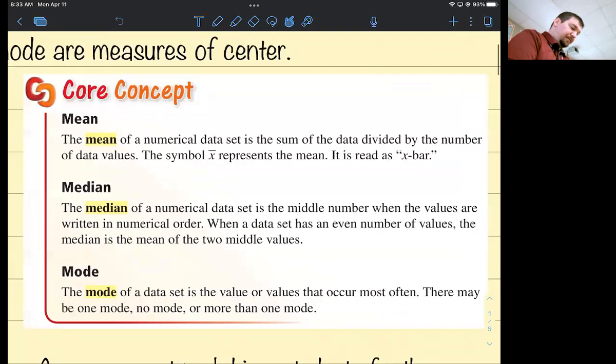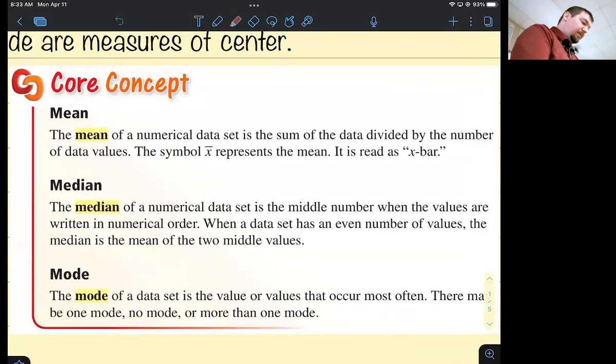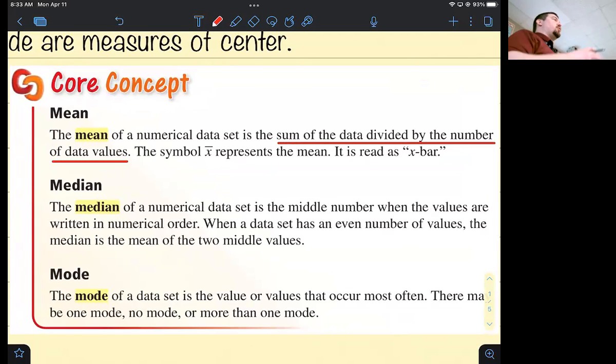In case you've forgotten, the mean of a data set is the sum, underline this, you know what part's important here, the sum of the data divided by the number of data values. The sum of the data, so that means I'm going to add all those numbers together and then divide by however many numbers there are. That's how you find the mean, also called the average.